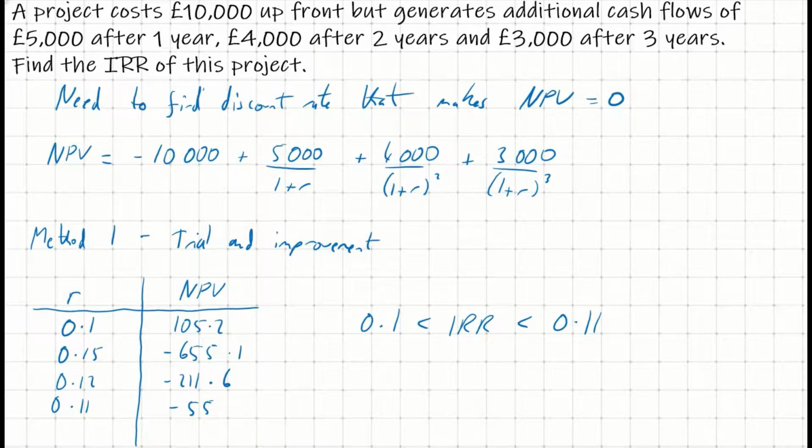If we want to work out exactly to the nearest 1%, we try an intermediate value, so 0.105. We get an NPV of 24, which is a positive value. Because the NPV for 0.105 is positive, that means the IRR is more than 0.105. So that means the IRR is 0.11, or 11%, to the nearest 1%. Okay, so that's our trial and improvement method.